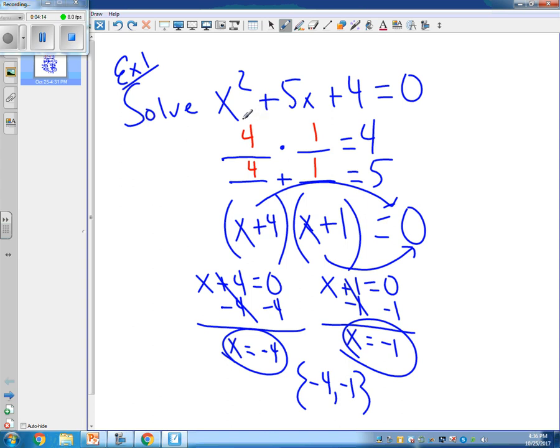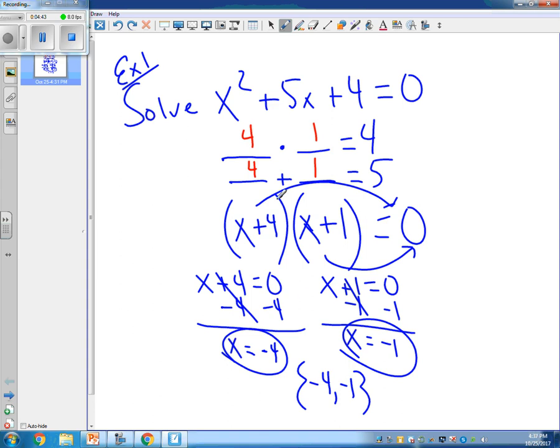If you plugged in negative 4, you would get 0 on the left-hand side. Negative 4 squared is 16. 5 times negative 4 is negative 20. And then there's nothing to do with this plus 4 except add it at the end. So we would have positive 16 minus 20. That's negative 4. Negative 4 plus 4 is 0. You can see that's why negative 4 is a solution.